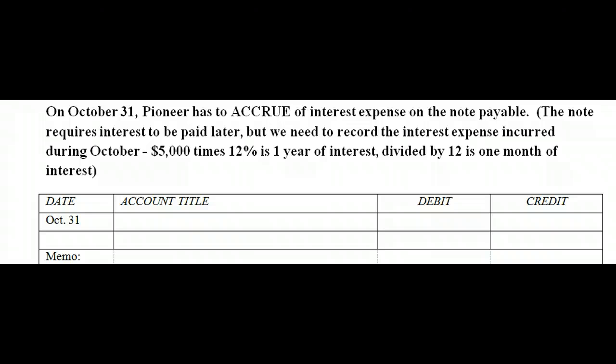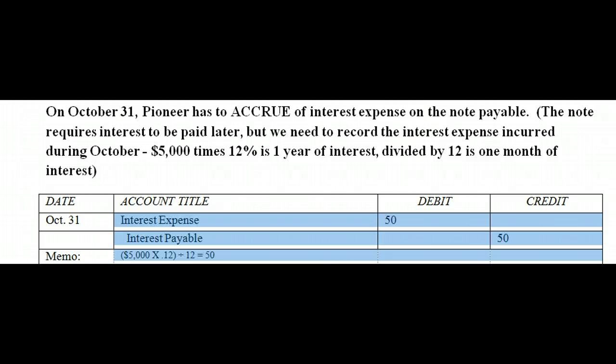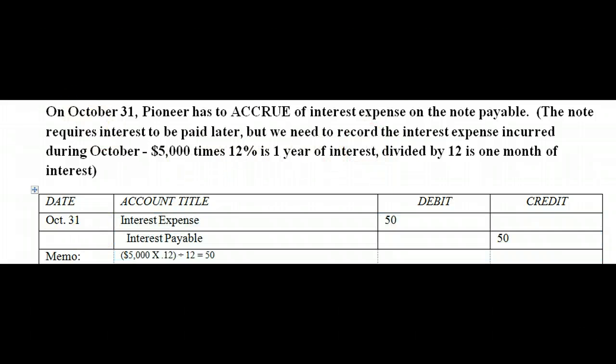We have to accrue for interest expense on the note payable. We've had the use of that money for a month, so we owe them 1 month worth of interest. We want to get that expense, interest expense, into October, so we debit interest expense for $50. That's $5,000 principal times 12%. That's the annual rate divided by 12 because we only want to book 1 month worth of interest expense at this stage. And we have $50 debit to interest expense, $50 credit to interest payable. Interest payable is a liability account, so it increases with credits.